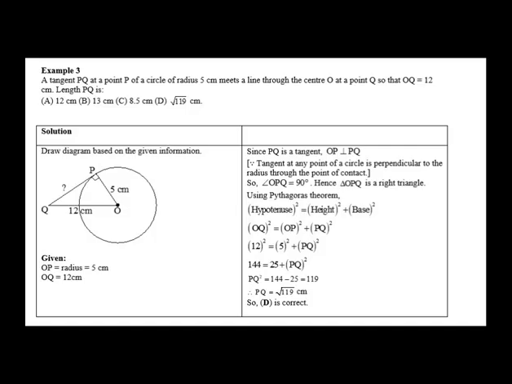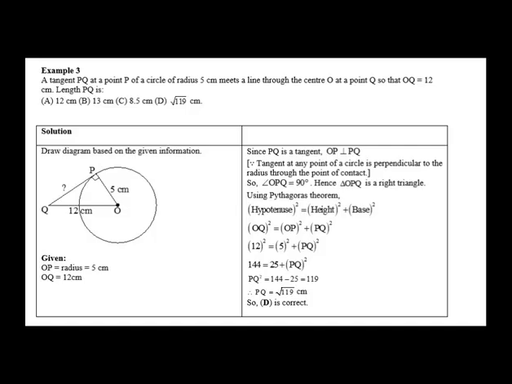Next example, a tangent PQ at a point P of a circle of radius 5 cm meets a line through the center O at a point Q so that OQ is equal to 12 cm. Find the length PQ. Let us draw the diagram based on the given information. OP is equal to radius, which is equal to 5 cm. OQ is equal to 12 cm.